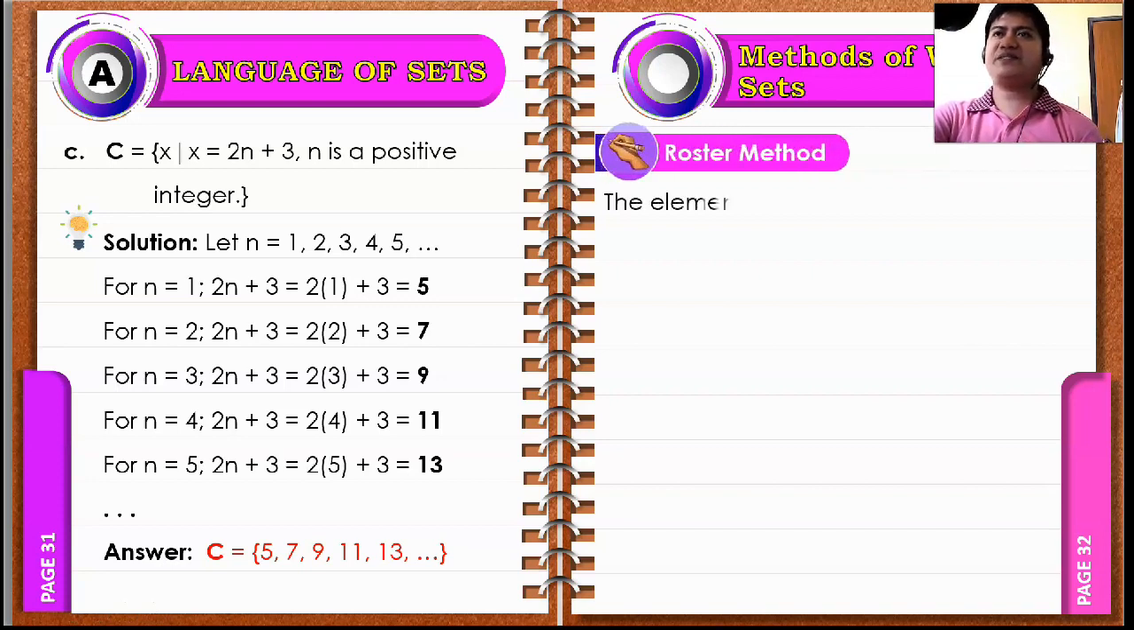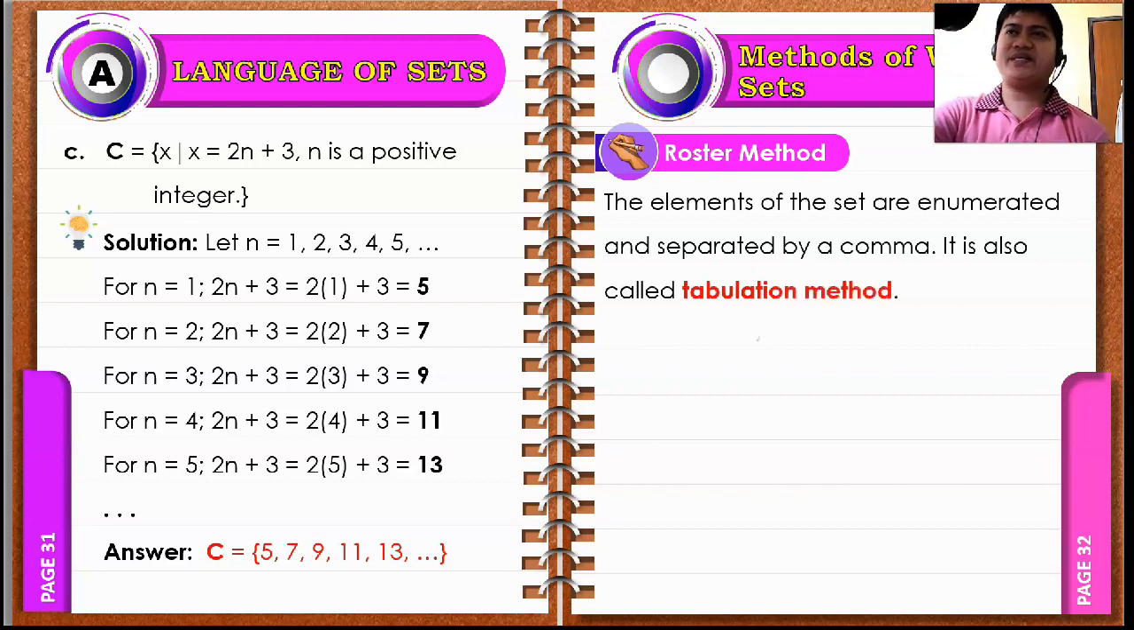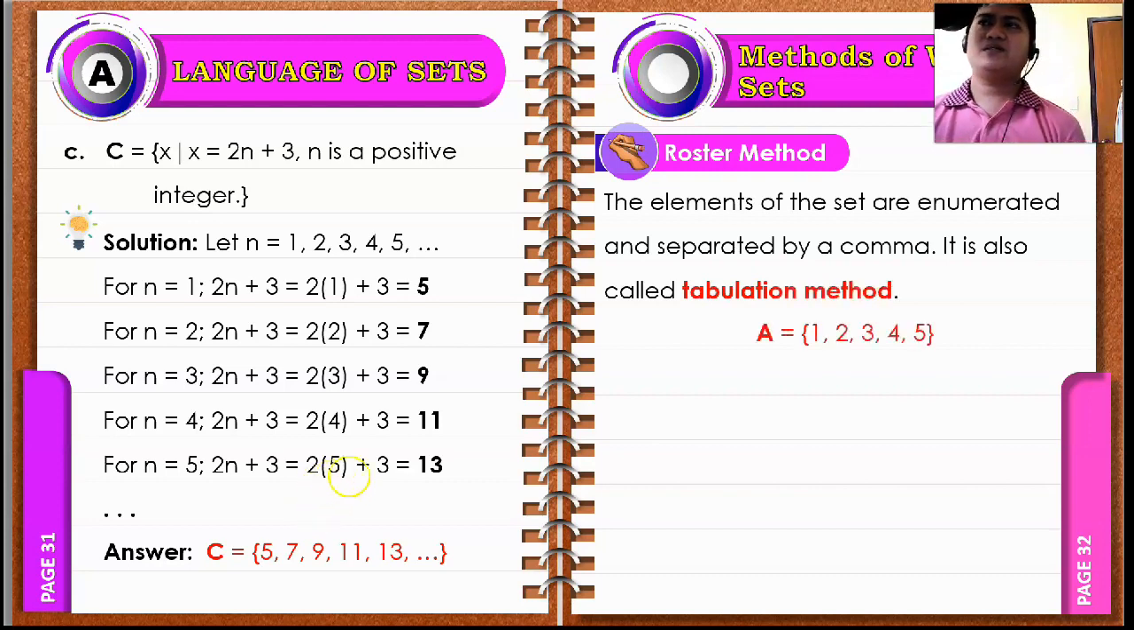So let's define first what is a roster method. The elements of the set are enumerated and separated by a comma, and it is also called the tabulation method. Usually in writing the set, this is enclosed with a bracket. So we have set A with elements 1, 2, 3, 4, and 5. This is how to write the set using the roster method.